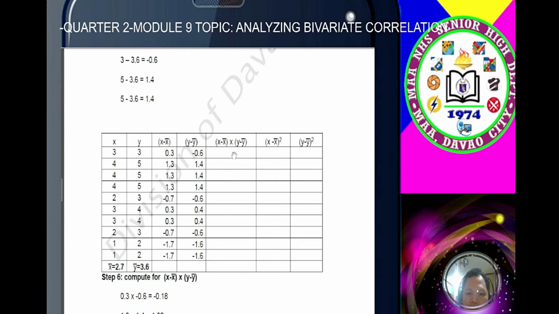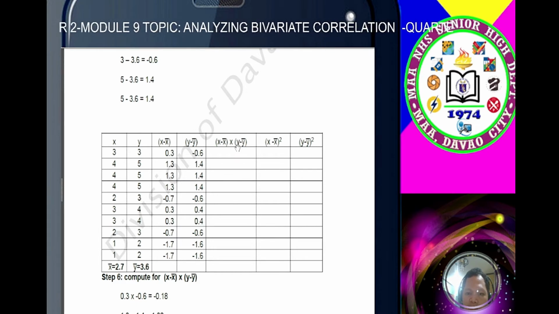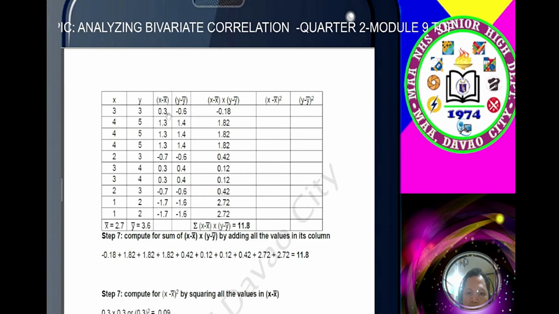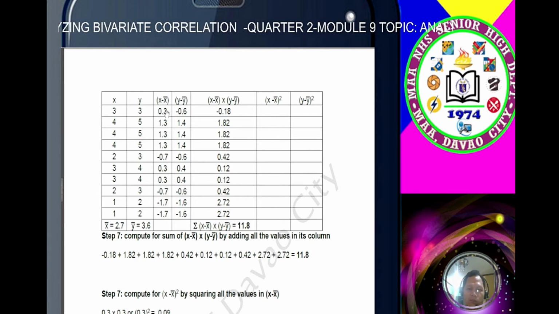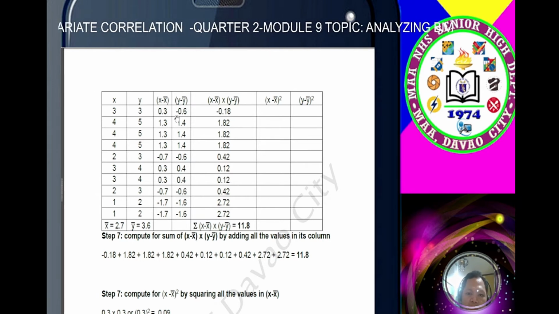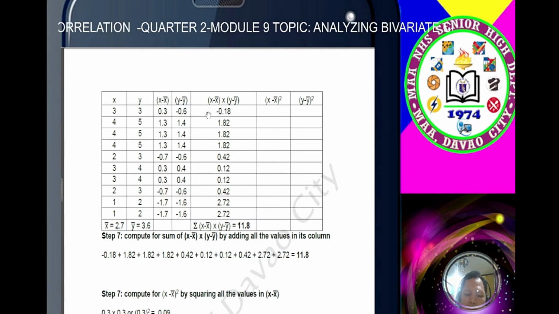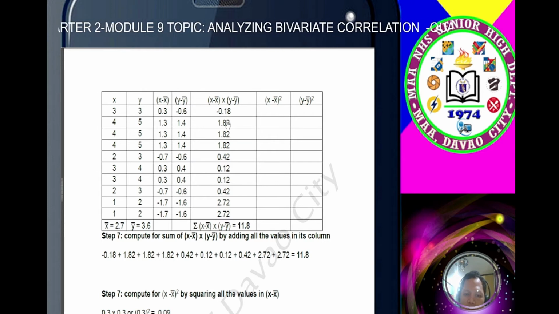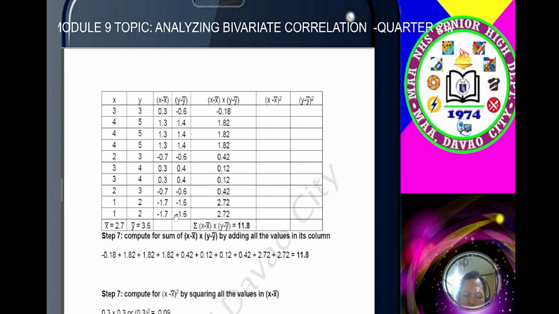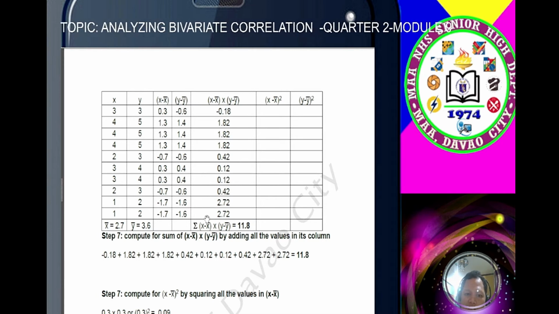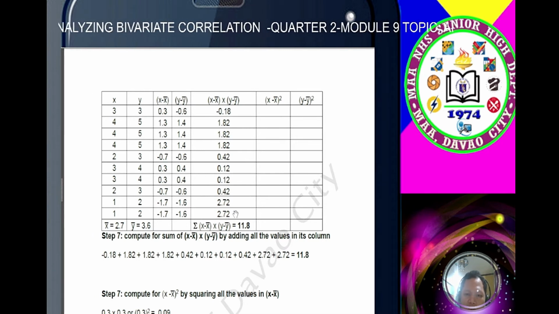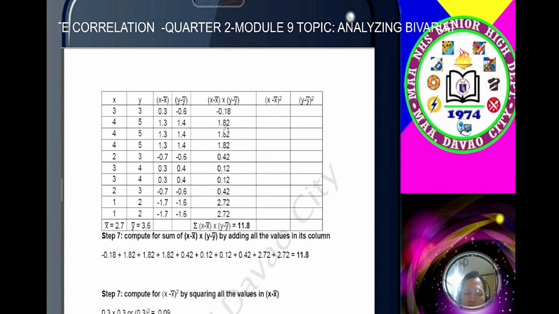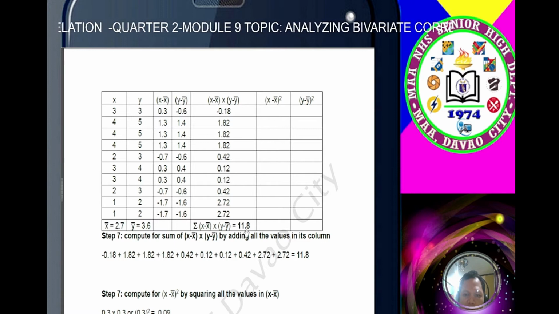Then we go to the next column, which is the product of these two. Here is the answer. Just multiply here. So how do we get this? 0.3 times negative 0.6, the answer is negative 0.18. And 1.3 times 1.4 is 1.82. Just continue the process until you reach the last, which is 2.72. Then you get the sum of this column, which is 11.8.